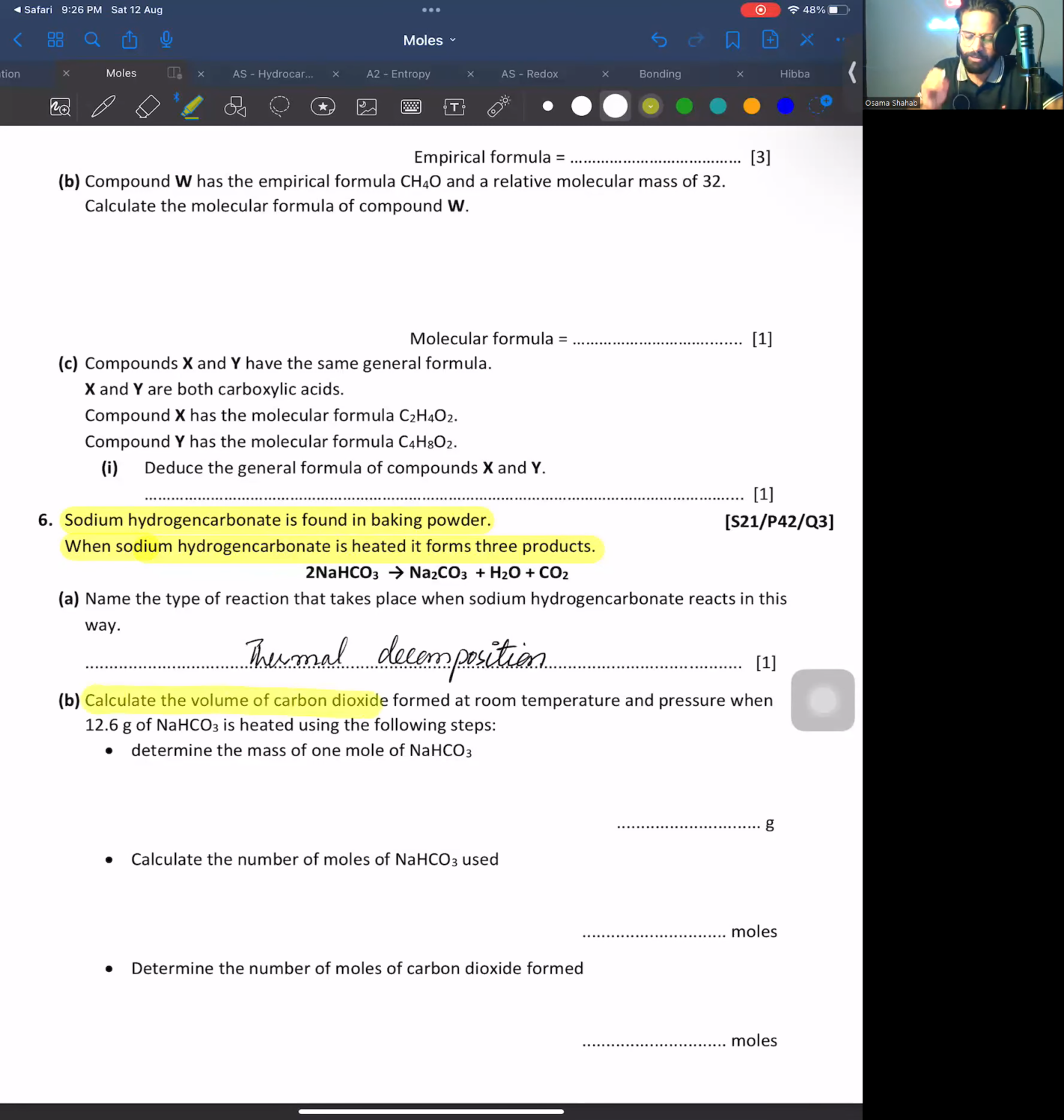Calculate the volume of carbon dioxide. What we need to find out, bacho? Volume of carbon dioxide, right, at room temperature and pressure, because we know that 1 mole of any gas at room temperature pressure always has 24,000 centimeter cube volume. And when 12.6 gram sodium hydrogen carbonate is heated using the following steps.